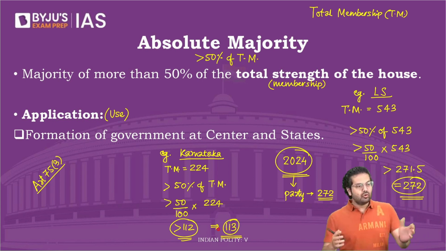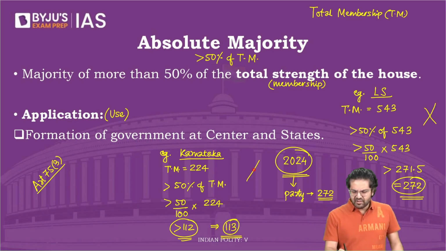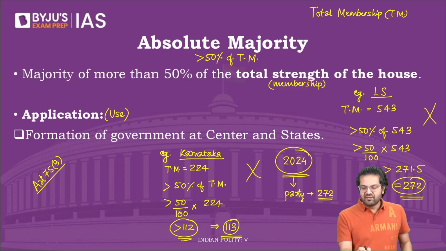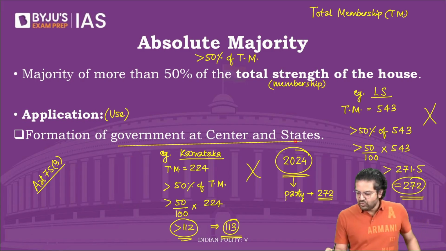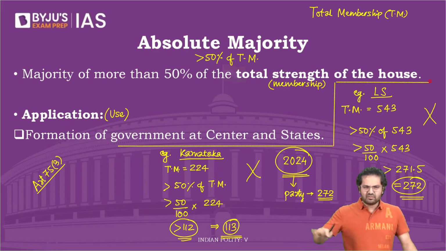This calculation, don't calculate. Ignore all this nonsense. This is for your CSAT faculty. Let him suffer. Why should I suffer? You just mug up this information only. That is important. More than 50% people required to form the government. That's it. This is polity. All this is just for fun. I thought let's make it more interactive. My bad. Completely. Ignore this.